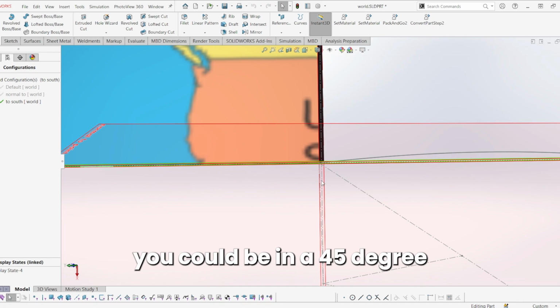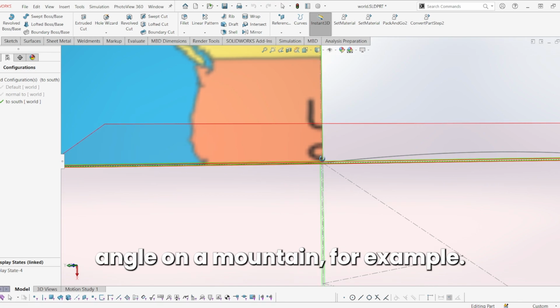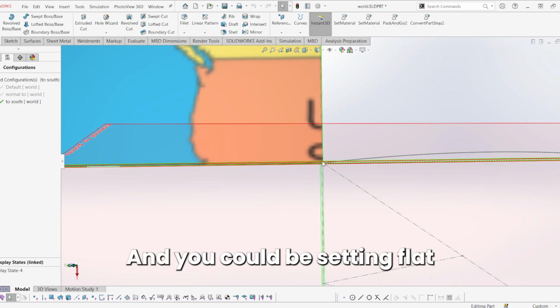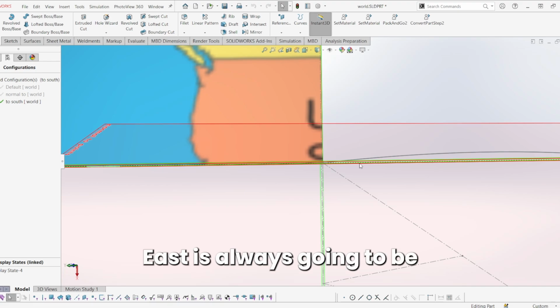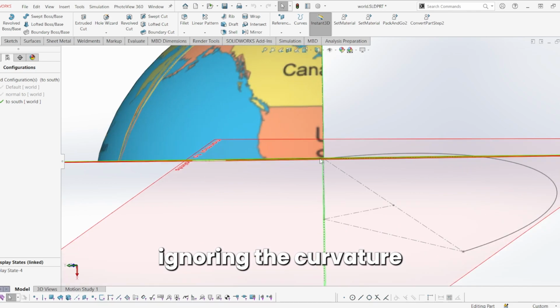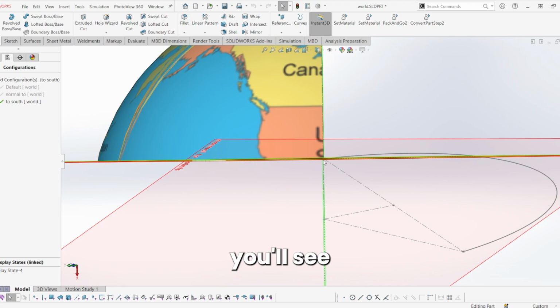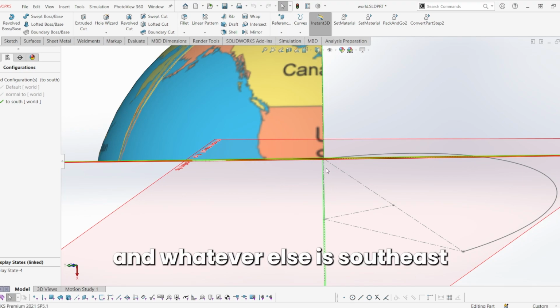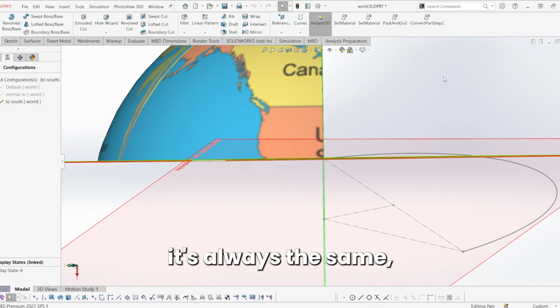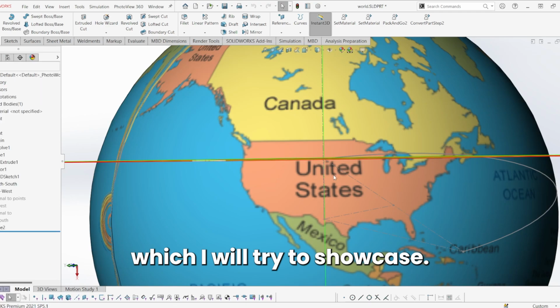You could be in a 45-degree angle on a mountain, for example, and east is still going to show wherever it is, depending on the kind of compass you have, I guess. And you could be sitting flat, level to the sea, east is always going to be where it is. So this is the difference. It's ignoring the curvature of the earth but following true east. And if you do so, you'll see that the shortest path following true east or true north and whatever else is southeast. And in whichever direction I move this, it's always the same, which I will try to showcase now.